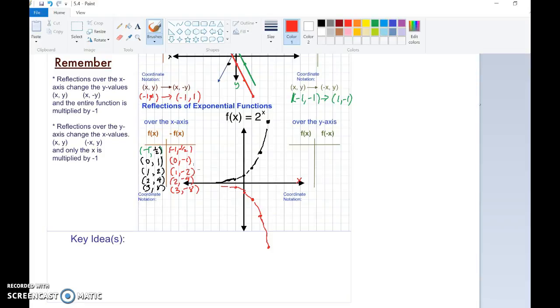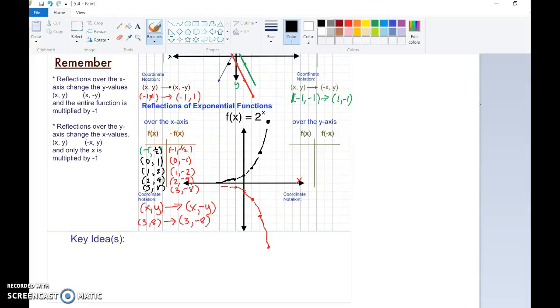Hopefully you're noticing that the only thing that's changing is our y value, just like it did with our linear equation. So our coordinate notation went from x, y to the x value stays the same, but the y value becomes the opposite. So an example would be 3, 8 reflects and becomes 3, -8. See that?